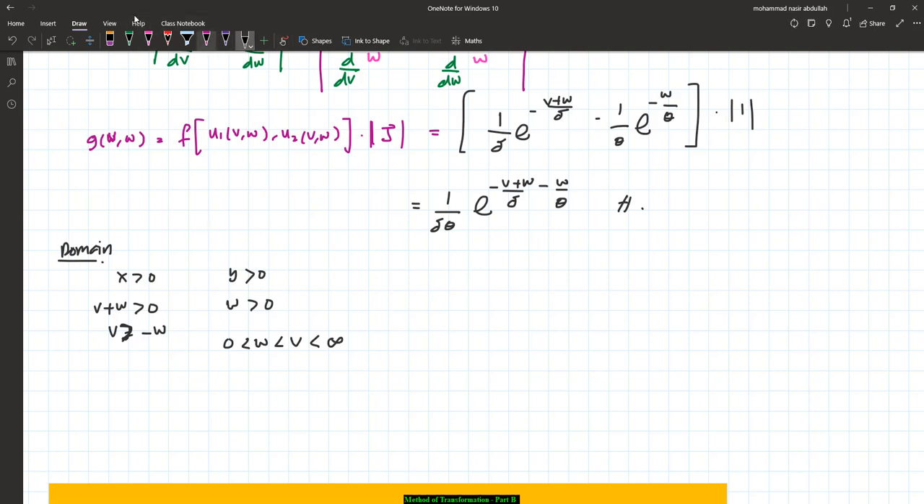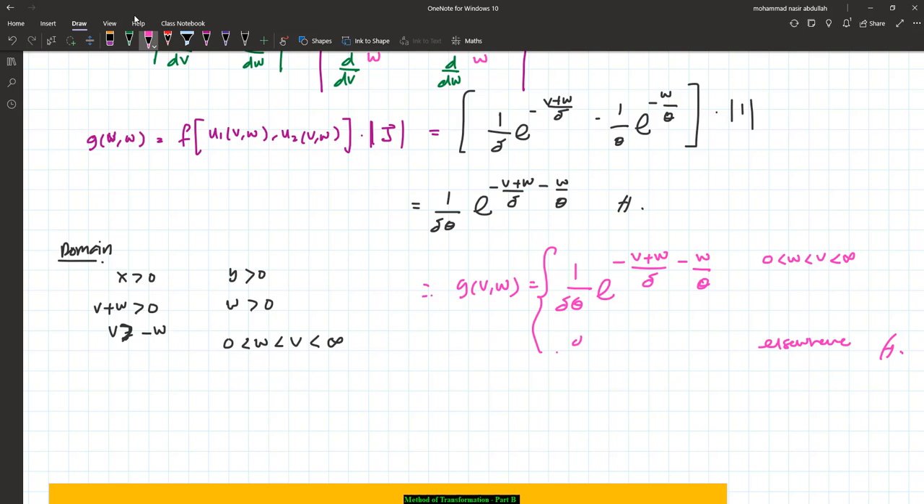So our new PDF here should be G VW. It should be equal to 1 over delta theta exponential negative V plus W over delta minus W over theta. This is from 0 V infinity, 0 elsewhere. Right? So this is our new PDF. Any questions so far?